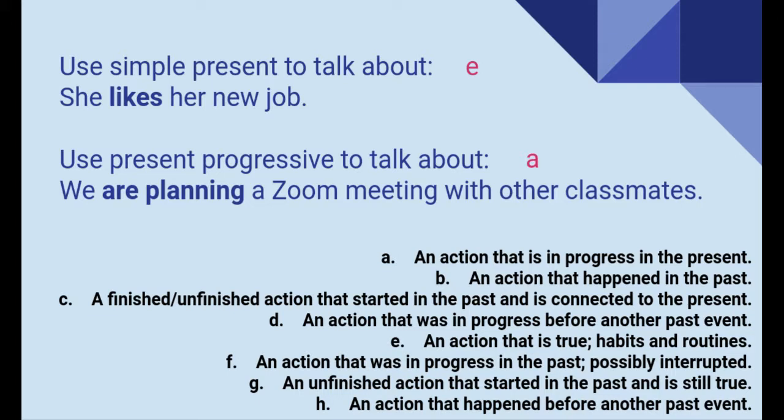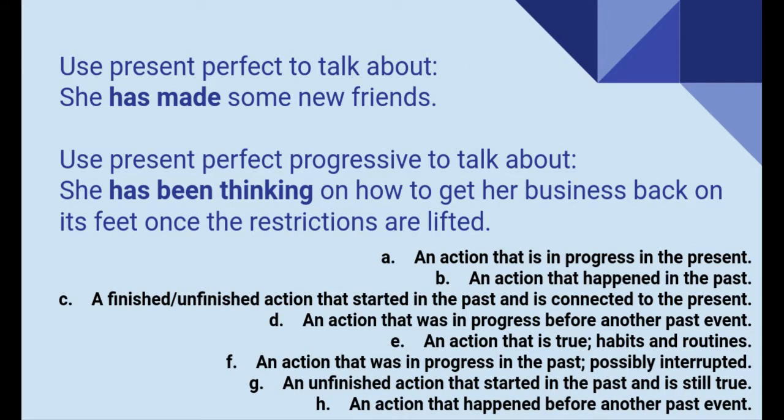Okay, let's continue. We use present perfect to talk about... We use present perfect progressive to talk about... Once again, pause the video while you match. Okay, let's check. We use present perfect to talk about C, a finished or unfinished action that started in the past and is connected to the present. We use present perfect progressive to talk about G, an unfinished action that started in the past and is still true.